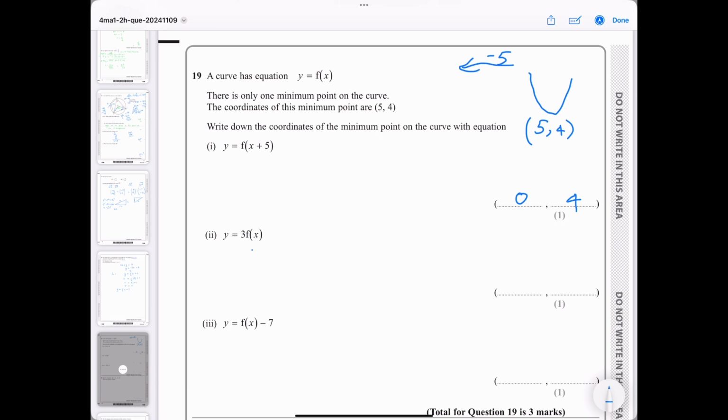Then y equals 3 times f of x. For this one, x is going to stay the same, and y is going to go to 12, I think. And then for the last one, f of x minus 7. So this means it's outside the x, so it only affects the y. So this will stay in the same place, but this will literally go down 7. So that would be (5, minus 3).